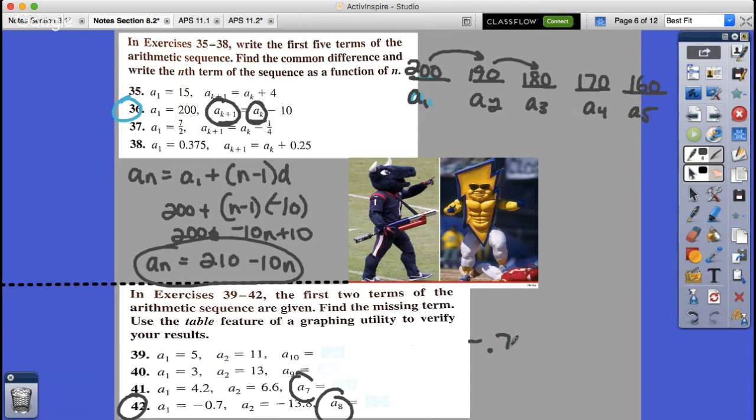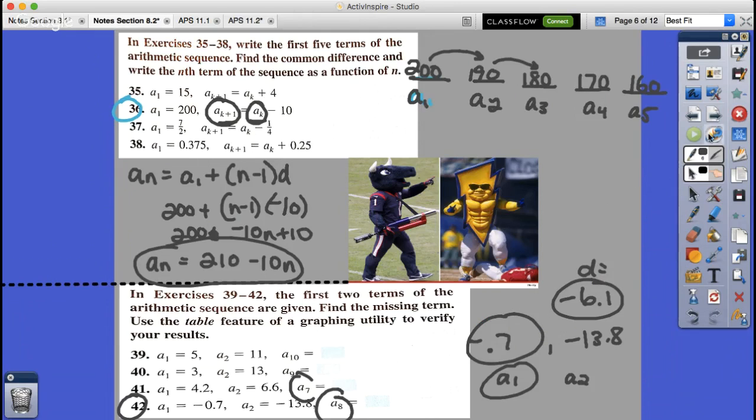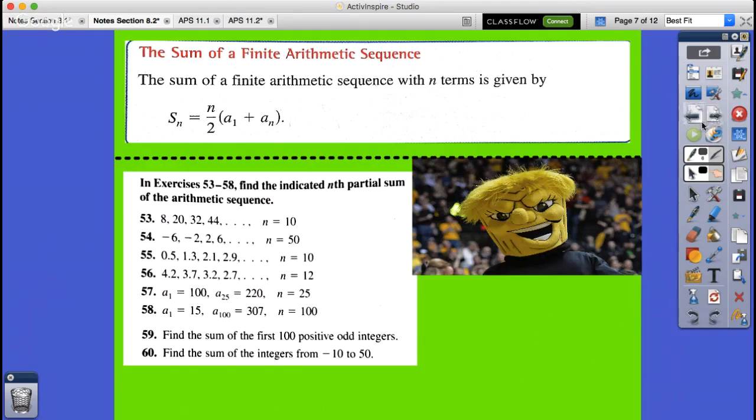Well, if I go from negative 0.7 to negative 13.8 from A1 to A2, we can see what that difference is by saying, okay, I'm literally subtracting by 6.1. So the common difference would be negative 6.1, where A1 is negative 0.7. So just again, a couple of ideas here that you might want to hold on to as you progress forward step by step there.